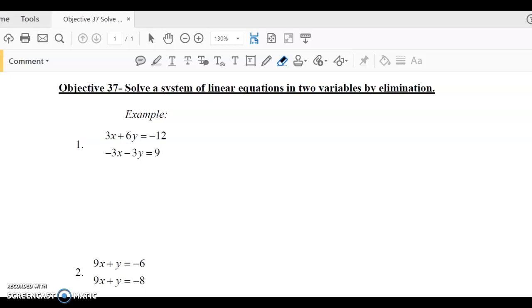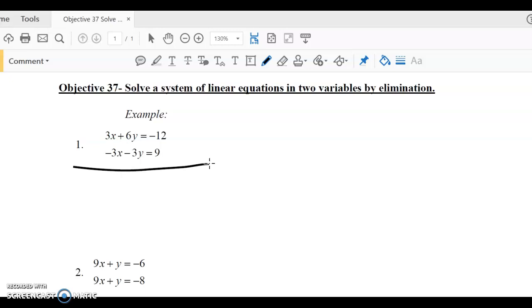Welcome to today's lesson, solving a system of linear equations in two variables by elimination. When both the linear equations are in standard form, and the x's, the y's, and the constants all line up in their respective places, we can do a process of elimination. We want to add the columns.